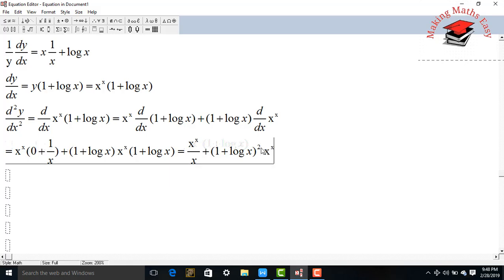We can take x raised to x as common, and then it will be equal to x raised to x into 1 upon x plus 1 plus log x the whole square. So this is the final answer, the d square y upon dx square, the second order derivative of the corresponding function. So let's start by solving the second sum.